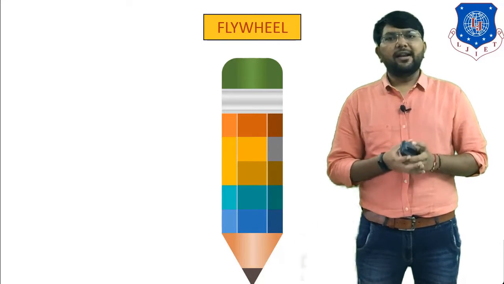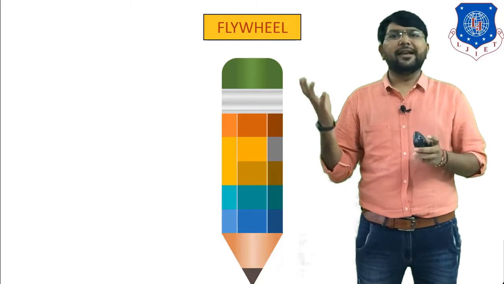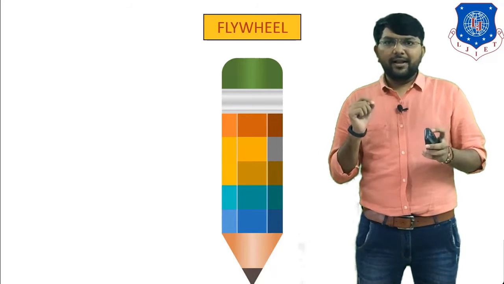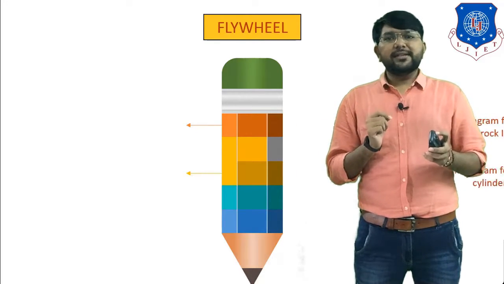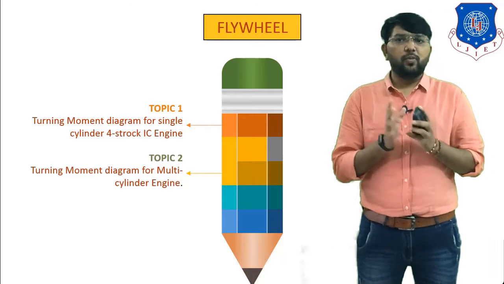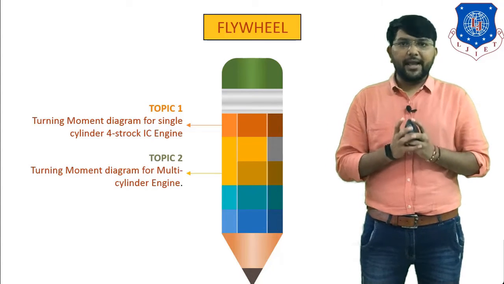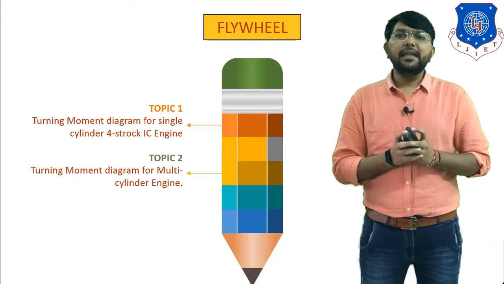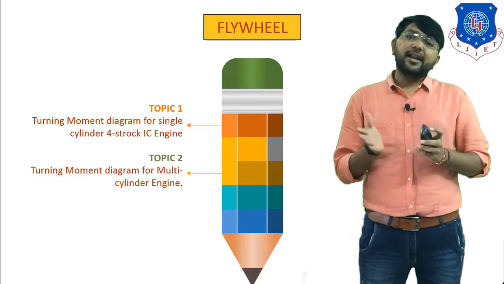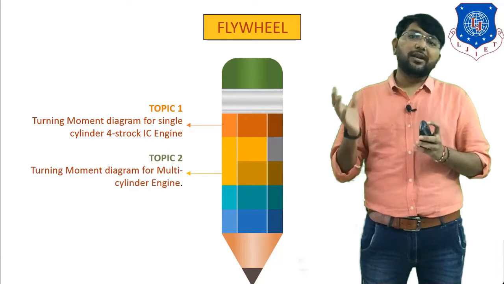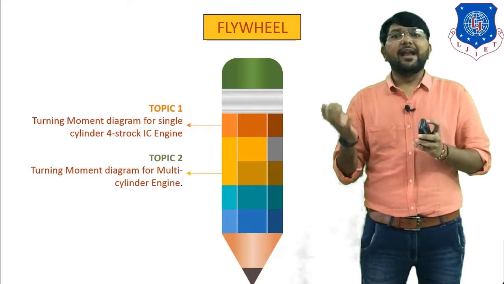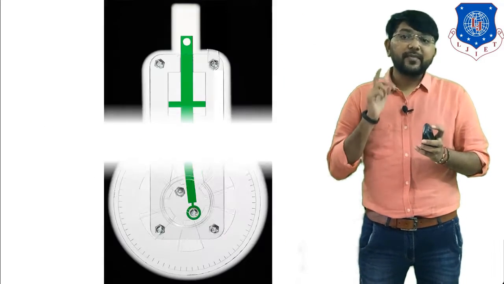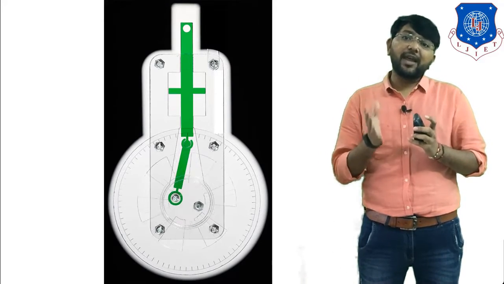A flywheel is a mechanical device which is used to store kinetic energy and supply that kinetic energy whenever we require. Clear? Okay. So in today's session we have to discuss two main topics, that is the turning moment diagram for a single cylinder 4-stroke engine and the turning moment diagram for a multi-cylinder engine. To understand the turning moment diagram, we have to understand the working of the engine and transmission system. Clear?